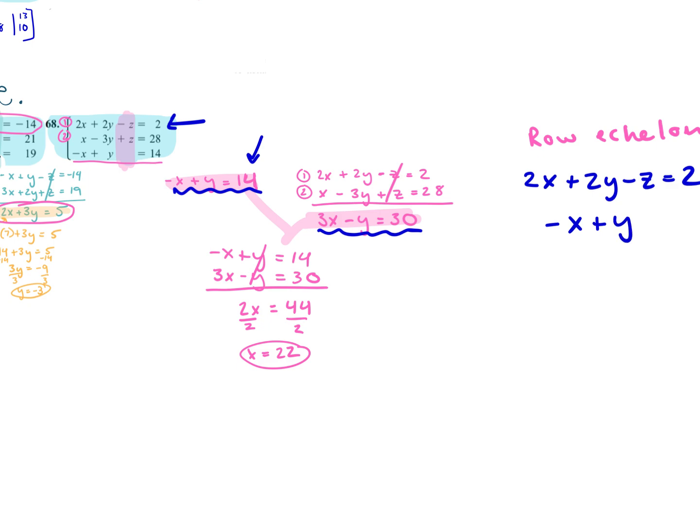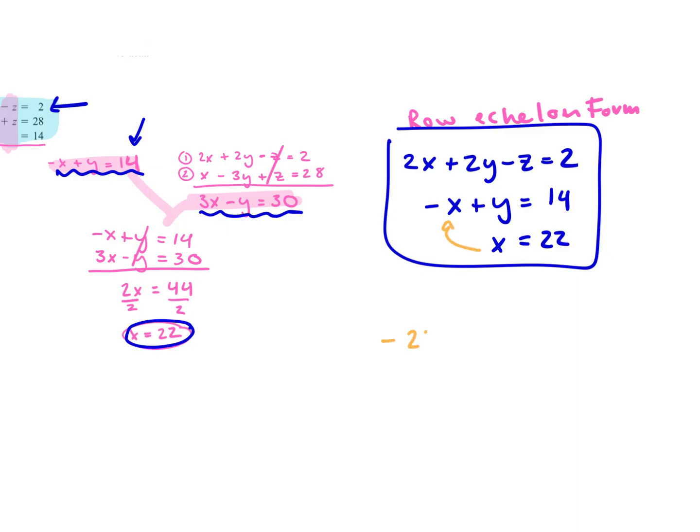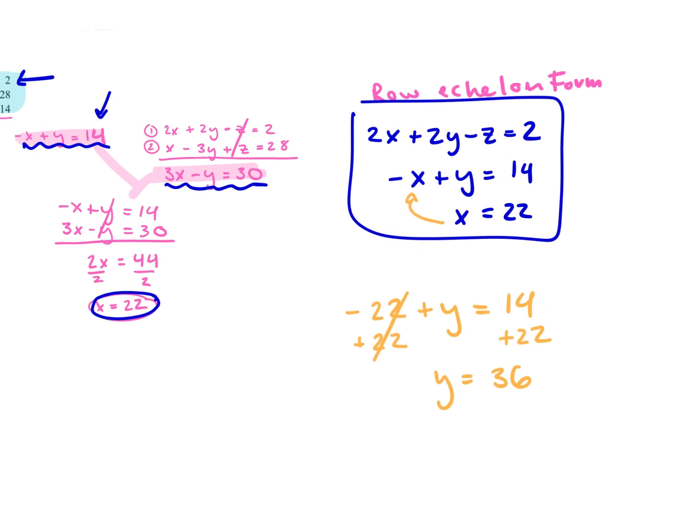So negative x plus y equals 14. Do we have an equation with 1 variable? Yep. X equals 22. Awesome. So this would be our row echelon form. Once we get it in row echelon form, we're just using back substitution. We can take x equals 22, plug it into x. So negative 22 plus y equals 14. Add 22 to move it to the other side. What does y equal? 36. How do we find z now?